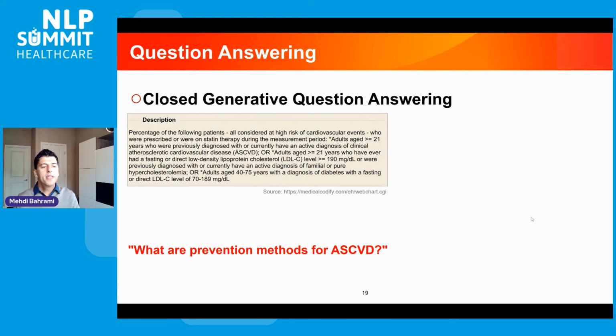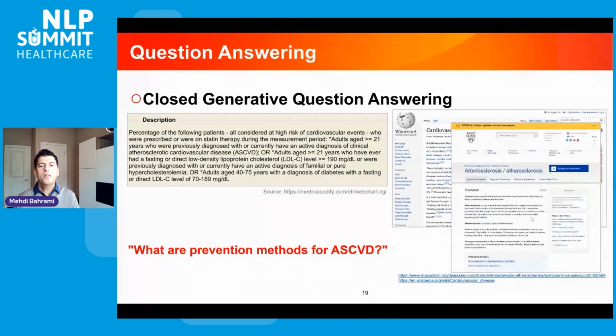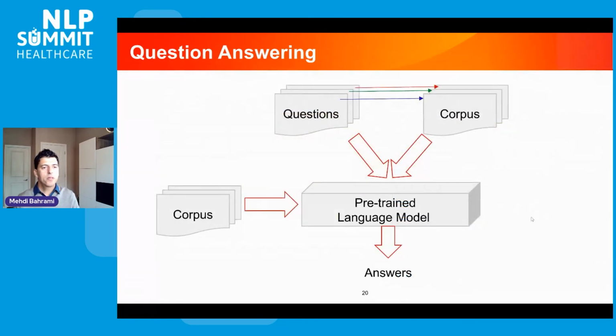What are prevention methods for ASCVD? But in the EHR record, we were not able to capture this context. So this is another type of question answering that we call closed generative question answering. Then you need additional resources, such as Wikipedia or other data sets that we already have, and we can use those resources.